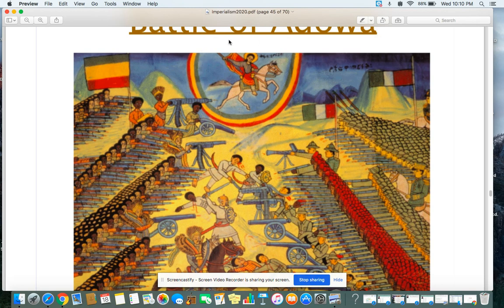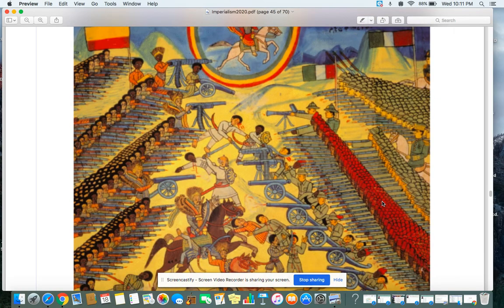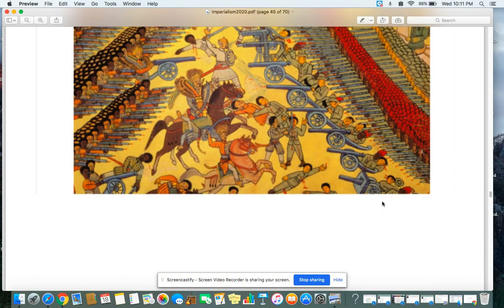So this figure here is the Archangel Gabriel. That's who it's supposed to be from Christianity, helping defeat the Italians and throwing spears into these poor guys' heads, it looks like. So anyhow, what do you think out of this might help the Ethiopians win? Well, obviously, them having machine guns would be very important because that was one of the advantages the Europeans had gotten from the Industrial Revolution.